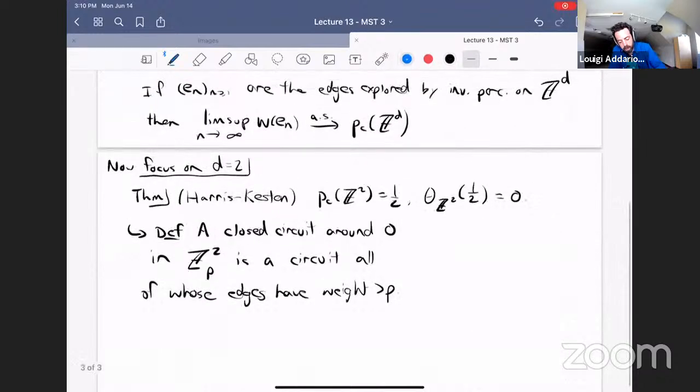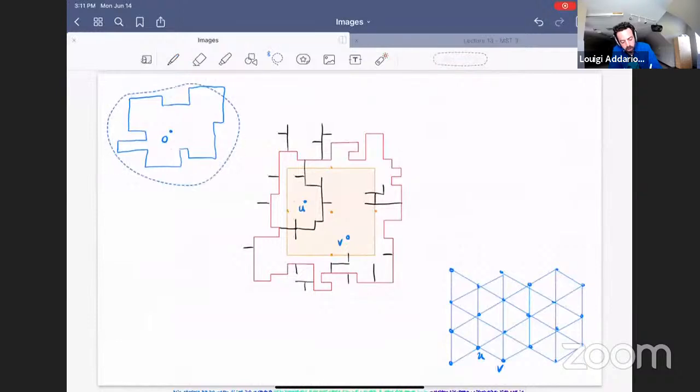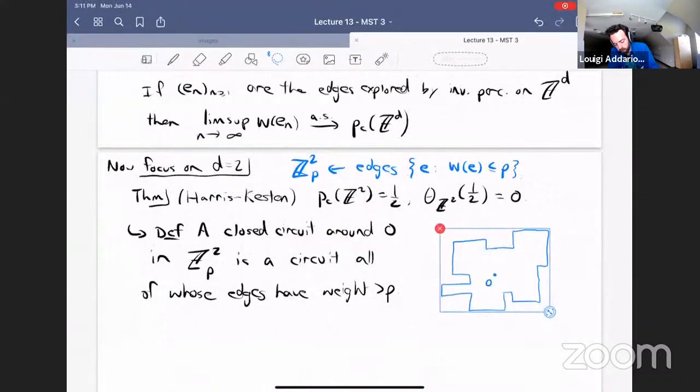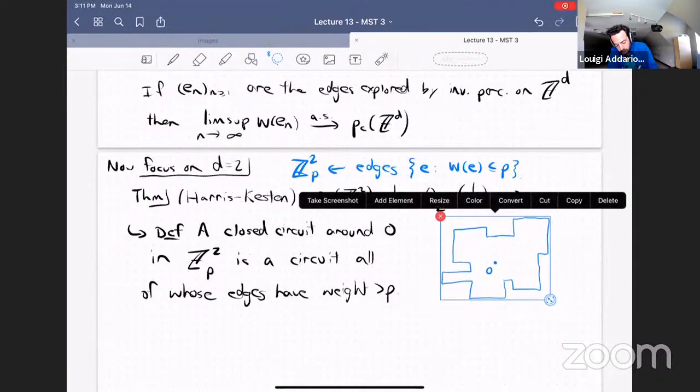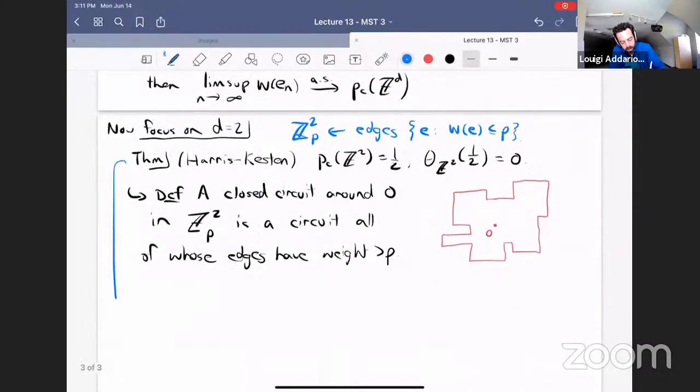Right, so remember that we defined this graph here as having edges, the set E, for which the weight was at most p, right? So these are the open edges, and then we're just saying a closed circuit is a circuit all of whose edges are closed. So that's a picture like this. Right? And I think I said that I was going to use pink for closed edges. So it's a picture like this. Okay. And the fact that at p equals a half, the probability of percolation is zero means that we can find arbitrarily large closed circuits encircling the origin.